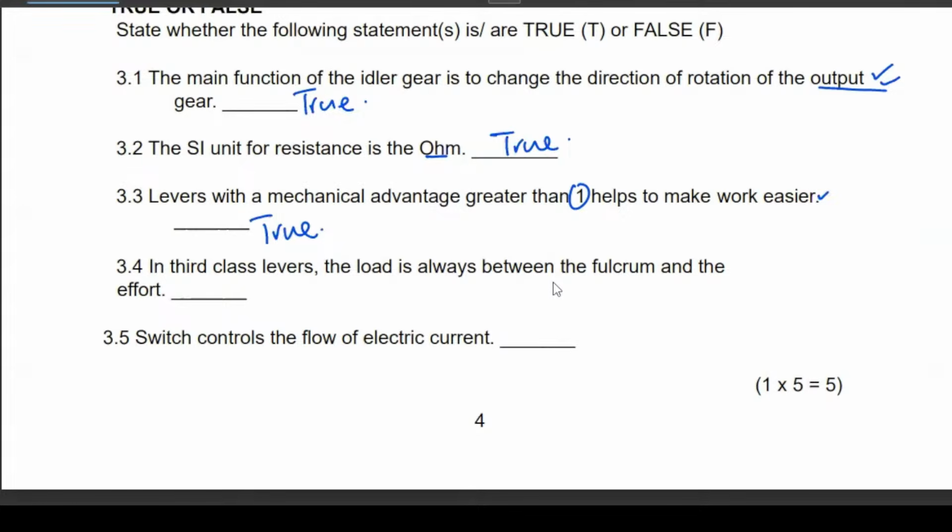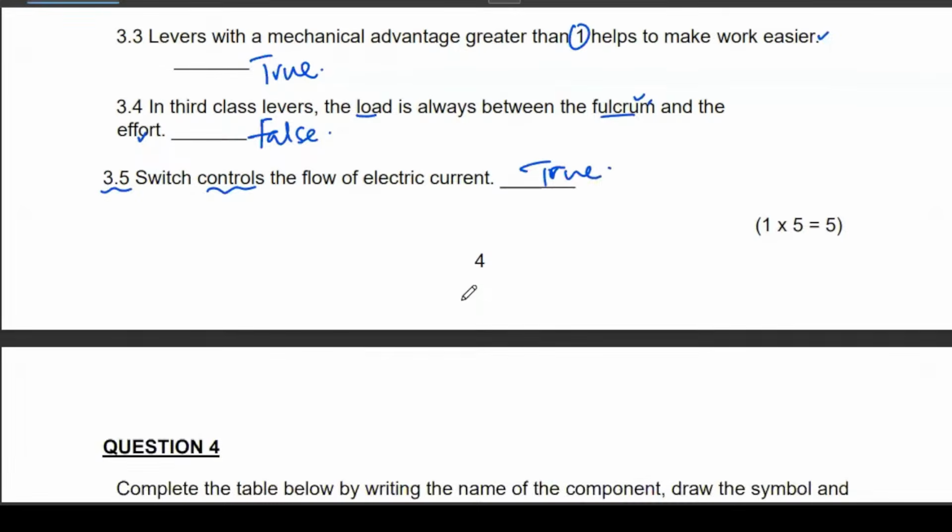In third-class levers, the load is always between the fulcrum and the effort. The load, no. It is the effort that is between the fulcrum and the load. So this is a false statement. Okay, and then 3.5, the switch controls the flow of electric current. This is very true. So it falls under the control components.